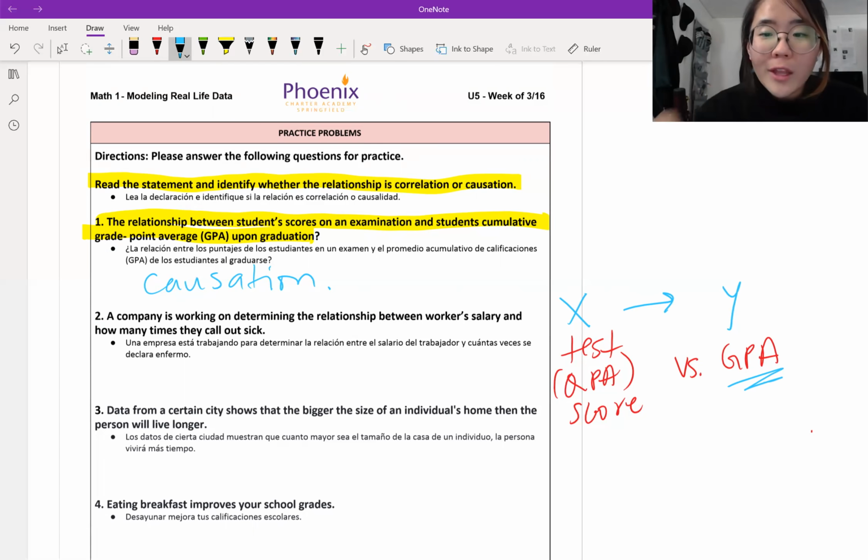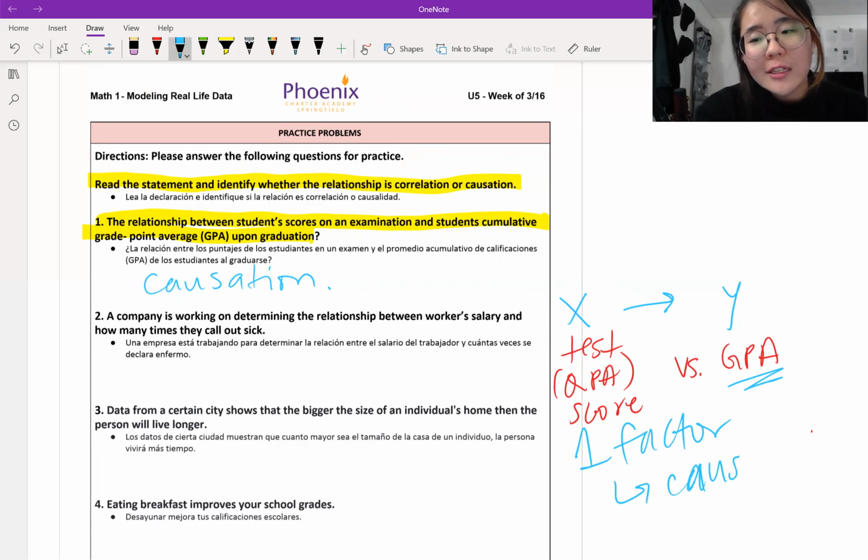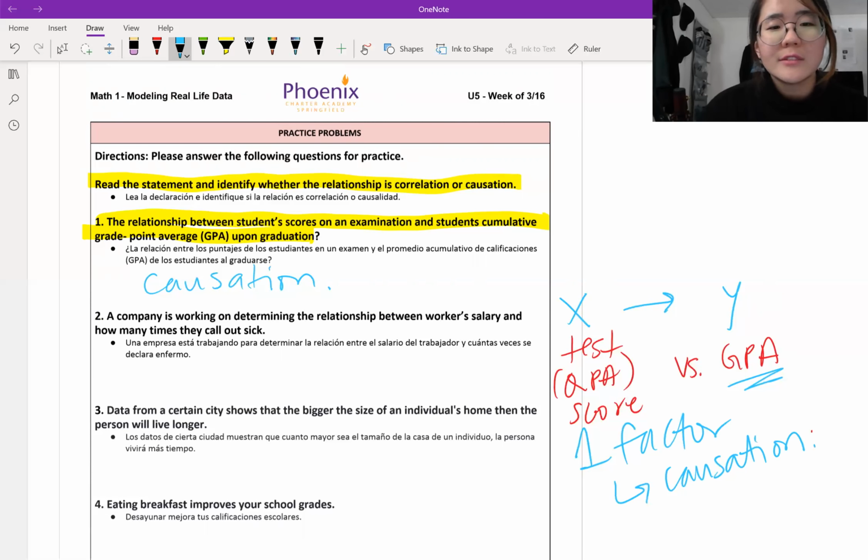So because there's only one factor, that must mean it's a causation. We know the cause. Wow, I didn't write that right. We know that there's only one factor, so it's causation. If there are multiple factors, it's correlation. And I want you guys to remember: causation, cause; correlation, relationship. Make those two differences and whatnot.